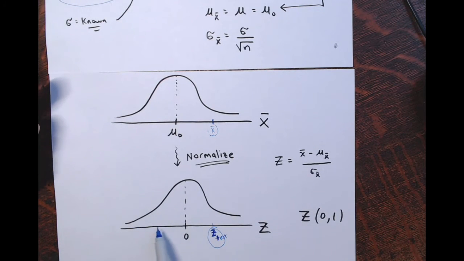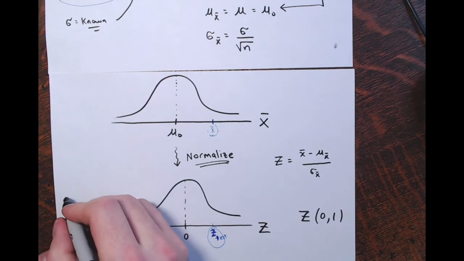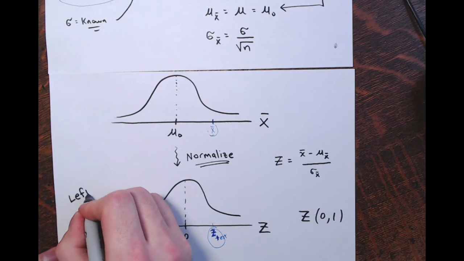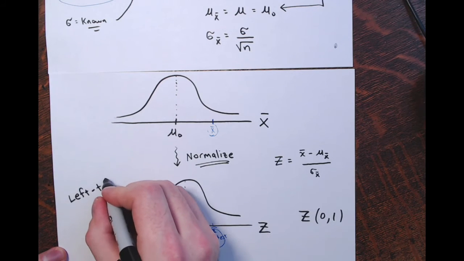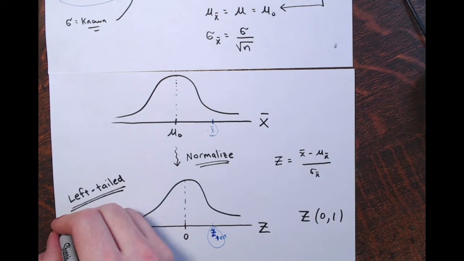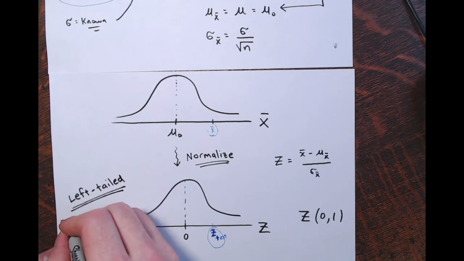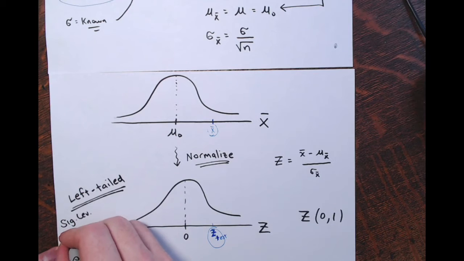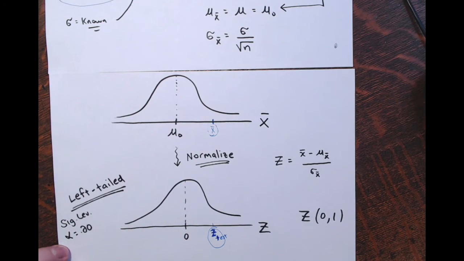Now, it's here where we're finding our critical value or critical values. Since it's a left-tailed test, it was mentioned to us that it's a left-tailed test, and the significance level, that alpha is 20%, 0.20. They told us it was 0.20.